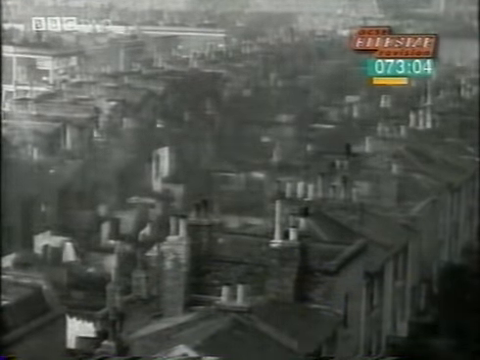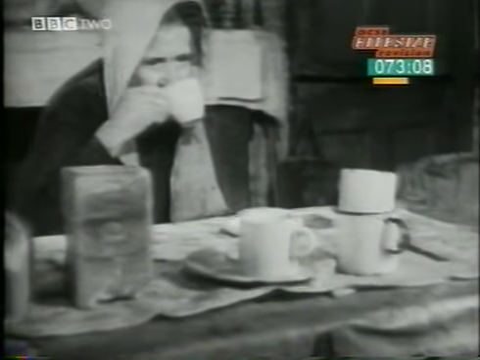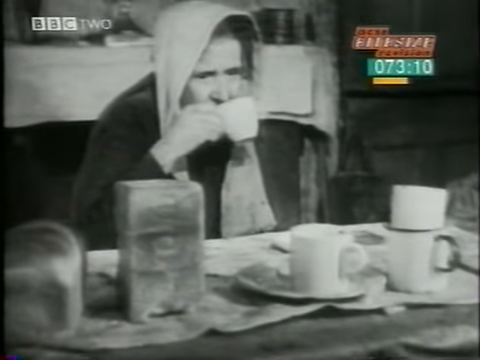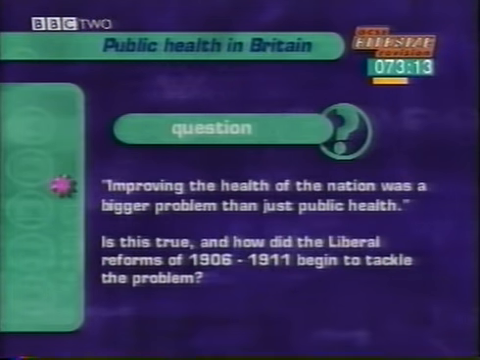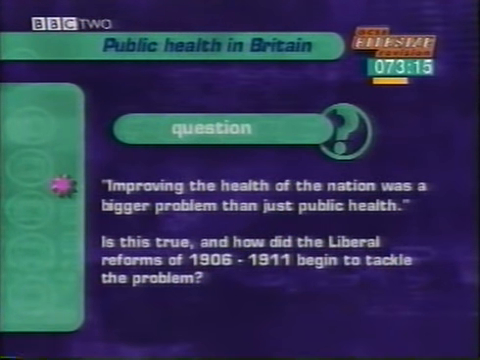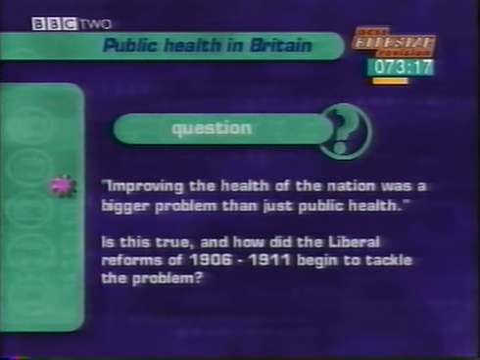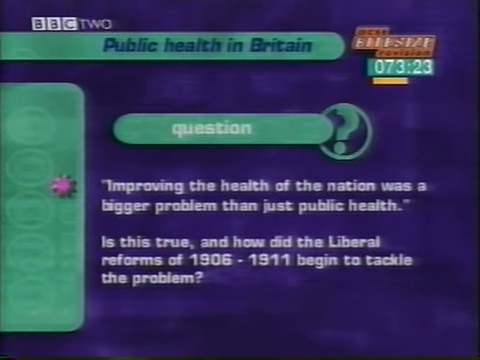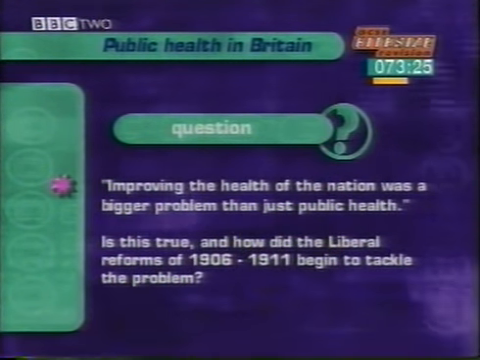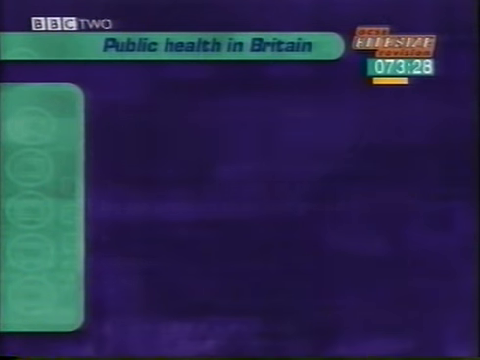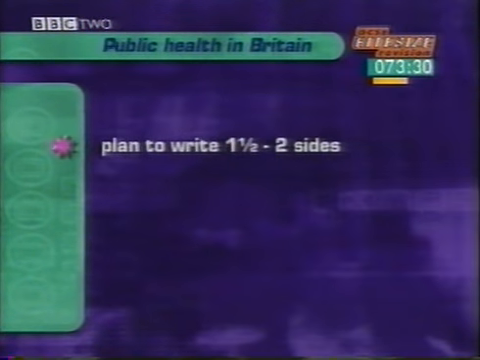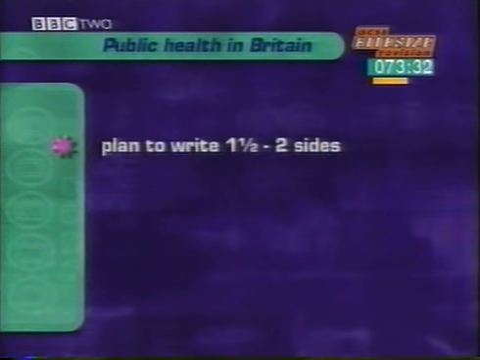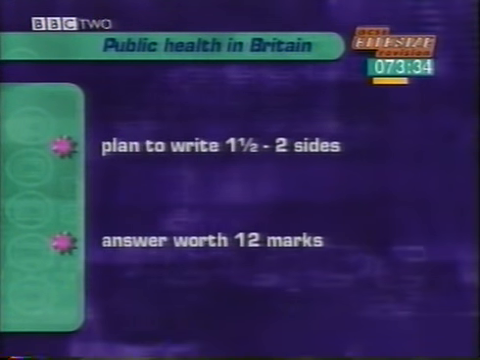As you watch the next clip, make a plan for an essay in answer to the following question. It's one you could well come up against in the exam. Improving the health of the nation was a bigger problem than just public health. Is this true, and how did the Liberal reforms of 1906 to 1911 begin to tackle the problem? You should plan to write 1.5 to 2 sides on this question, which would be worth about 12 marks.